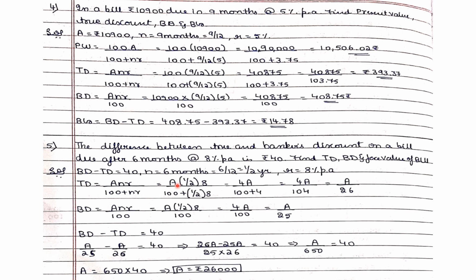So for the amount value, just leave it as A and then multiply. You will get 4A divided by 104. So 4 ones are 4, 4 26s are 104. So here you will be remaining with A divided by 26.